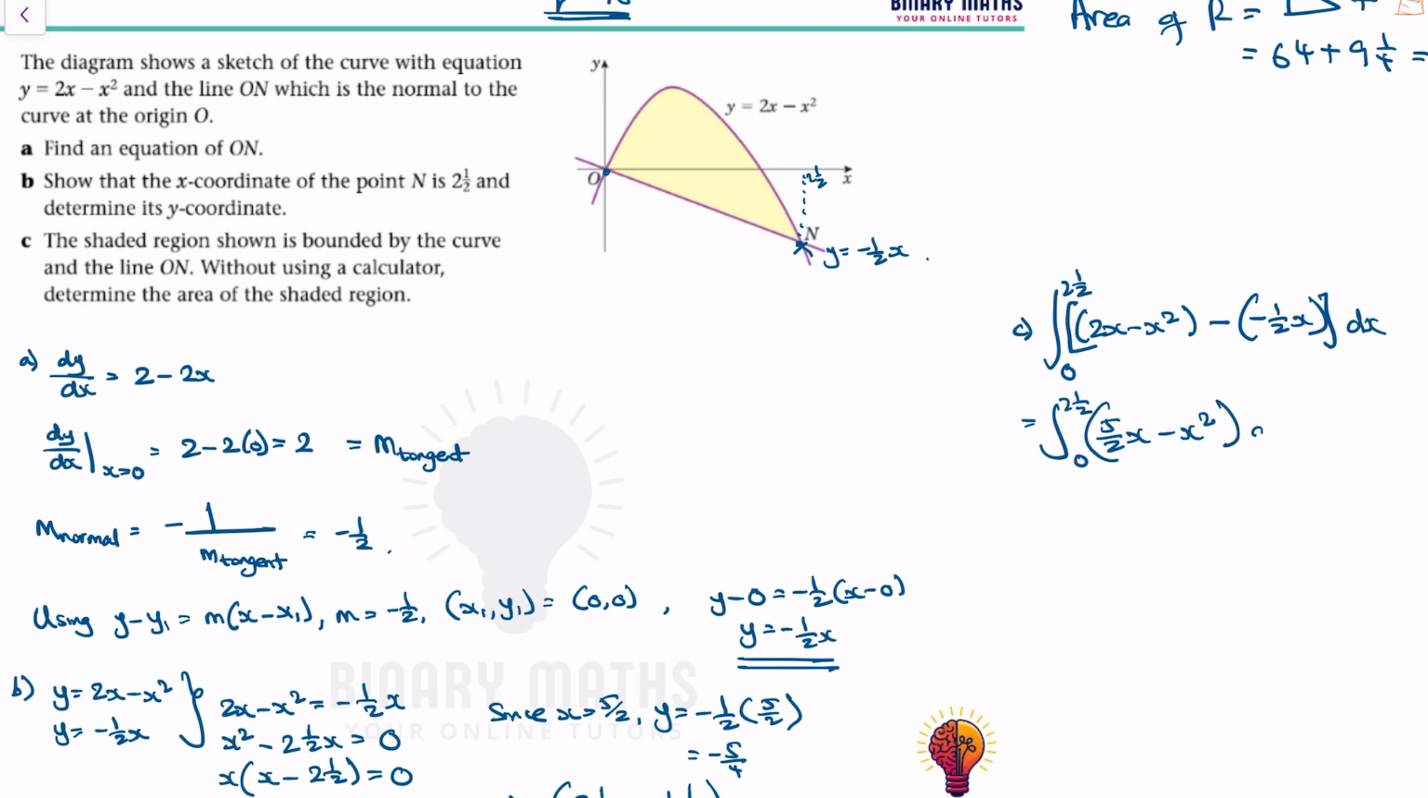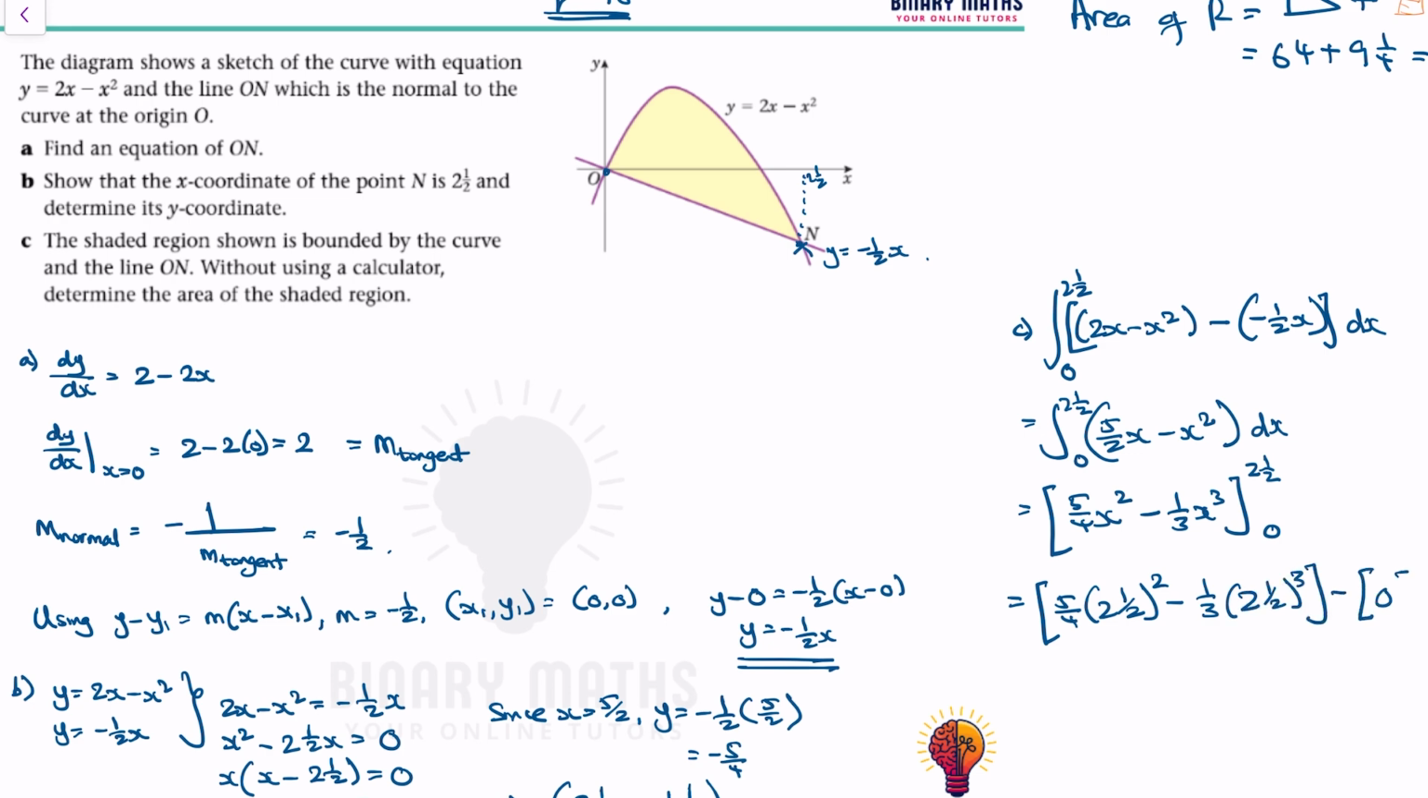We still haven't integrated, so I need to write dx. So 5 over 2 divided by 2 becomes 5 over 4 x squared minus a third x cubed, substituting in 2.5 and 0. When I do this, I get 5 over 4 times 2.5 squared minus a third times 2.5 cubed. When I substitute 0 in, I get 0. If I put this into the calculator, I end up getting 125 over 48.